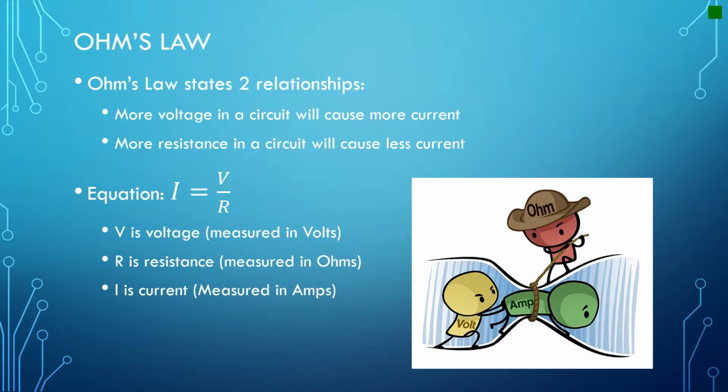Ohm's law also tells us that if we increase the resistance in a circuit, then less current will flow. So the other part of this picture is the ohm character, making it more difficult for the current to get through the circuit.